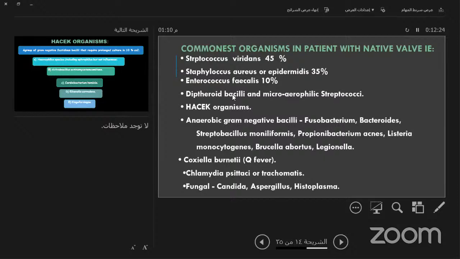The commonest organisms in patients with native valve infective endocarditis: Streptococcus viridans in 45%, and Streptococcus bovis, Staphylococcus aureus or epidermidis in 35%. Others include Enterococcus faecalis, diphtheroid bacilli, microaerophilic Streptococcus, HACEK organisms, anaerobic gram-negative bacilli, Fusobacterium, Bacteroides, Streptobacillus, Propionibacterium, Listeria monocytogenes, Brucella, Legionella, Coxiella burnetii, Chlamydia psittaci or trachomatis, and fungi like Candida, Aspergillus, and Histoplasma.